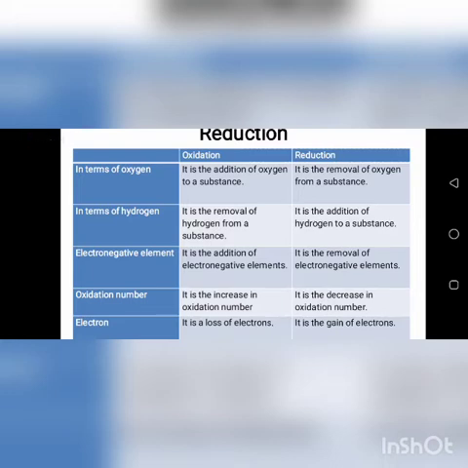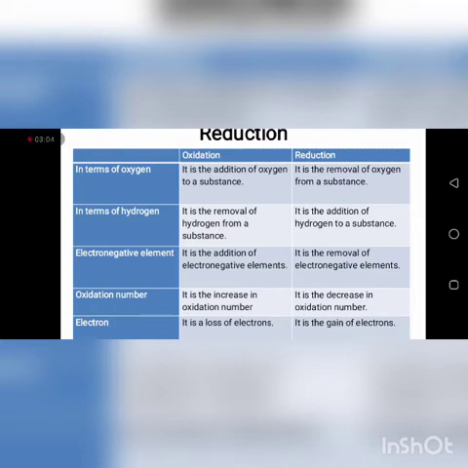In terms of electronegative elements: electronegative elements are elements that attract electrons to themselves. They are mostly non-metals, and most of them fall under the halogens. So we want to define oxidation and reduction in terms of electronegative elements. Oxidation is the addition of electronegative elements, while reduction is the removal of electronegative elements. When an electronegative element is being added to a substance, that substance is undergoing oxidation. But if an electronegative element is being removed from a substance, that particular substance is undergoing reduction.